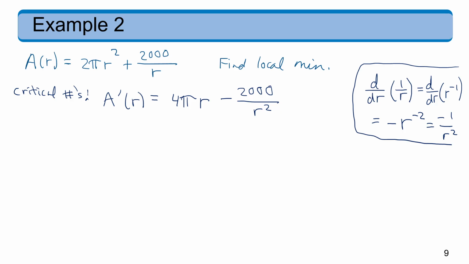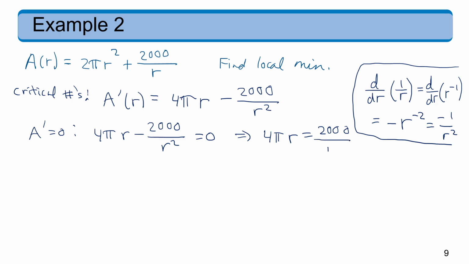Now to find our critical numbers, we want to set A prime equal to 0. So I'm just going to copy our formula here for A prime. Set it equal to 0. Now let's solve this for r. So I'm going to first add the fraction over to the right side. So now the left side is 4 pi r, the right side is positive 2,000 over r squared. Let's multiply both sides by r squared next. So the left becomes 4 pi r cubed, and the right side is just 2,000.